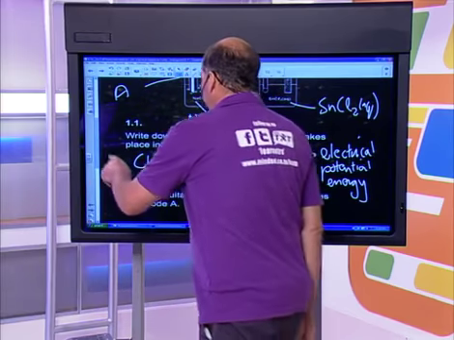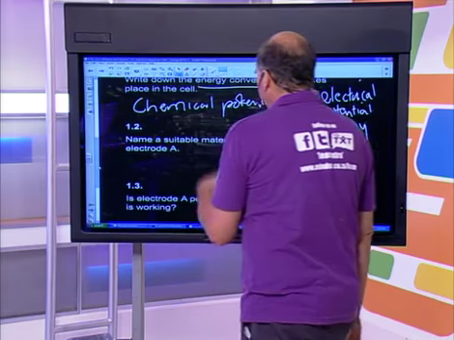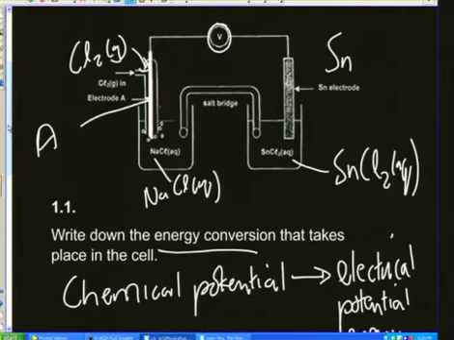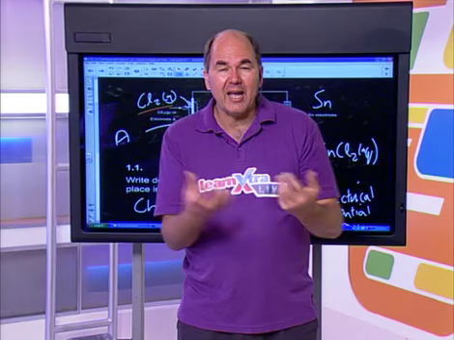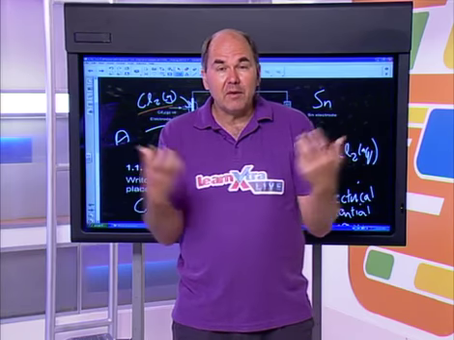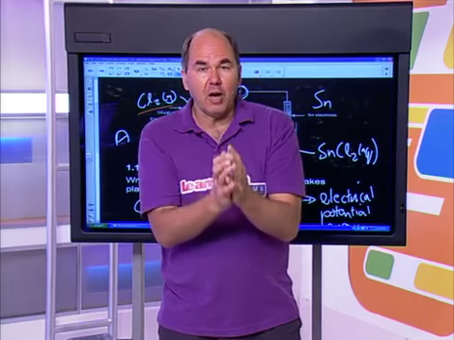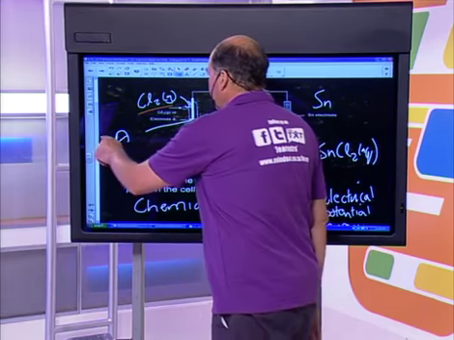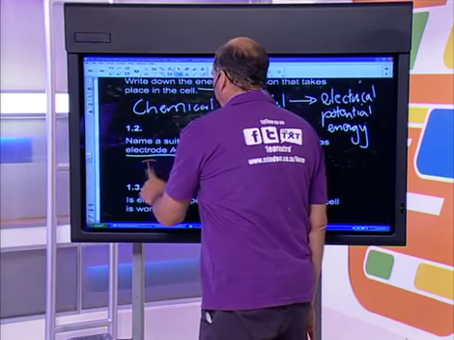Okay, let's move on. Now, the next thing, we're dealing with these gas electrodes, and it says to us, name a suitable material that can be used as electrode A. If I look at electrode A, the gas that is bubbled in is chlorine gas. What do I know about chlorine gas is that it's highly corrosive. So I don't want another reaction happening there. I want something that is more neutral. The most common electrode for a gas electrode is the platinum electrode. So I would go for platinum.